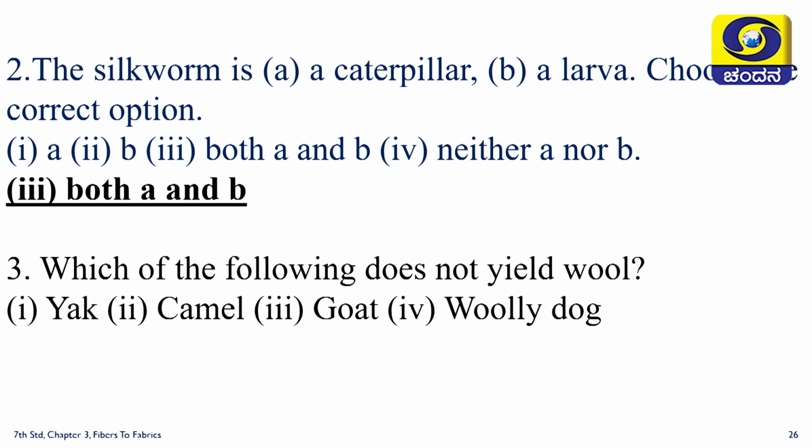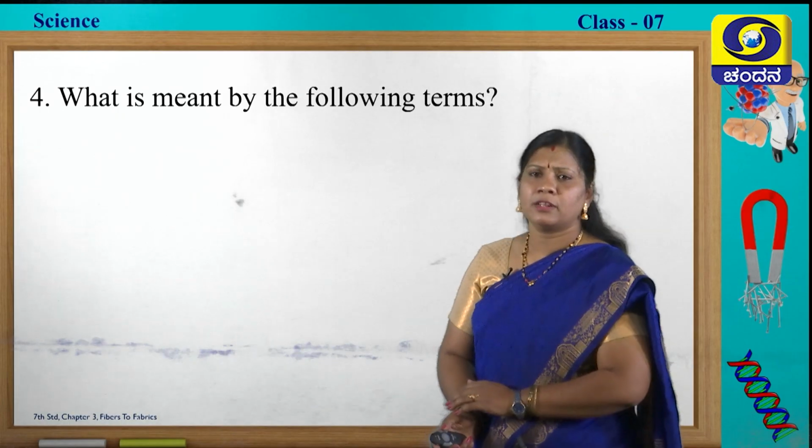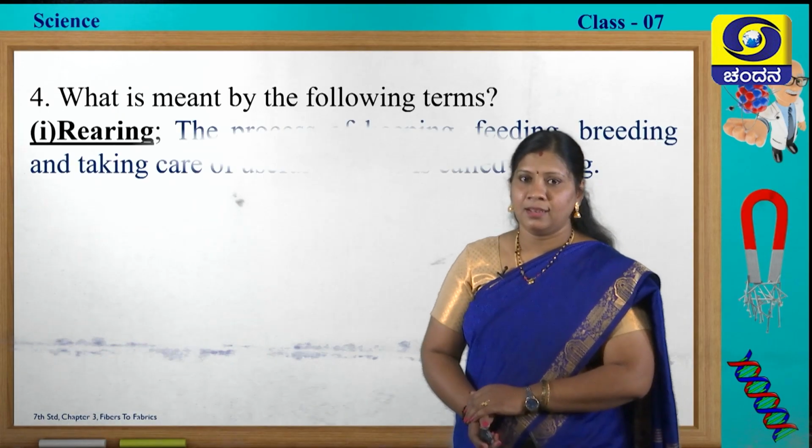Go back to your 6th standard portion. You can extract wool even from camel and goat. It is a common source of wool. Woolly dog. Yes, we got the exact answer, it is woolly dog. Which of the following does not yield wool? Woolly dog.